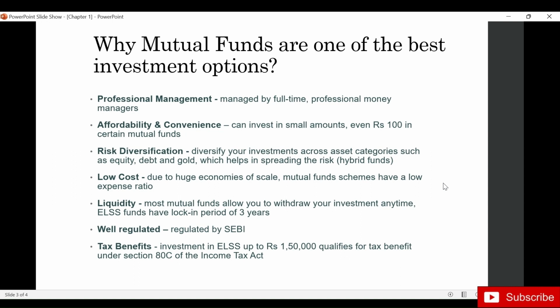Third point is risk diversification. Investing in mutual funds helps you diversify your investments across asset categories such as equity, gold, and debt, which helps in spreading the risk. Now, usually, when I say that by investing in mutual funds, you invest in certain asset categories like equity, debt, and gold, this is true in case of hybrid funds.